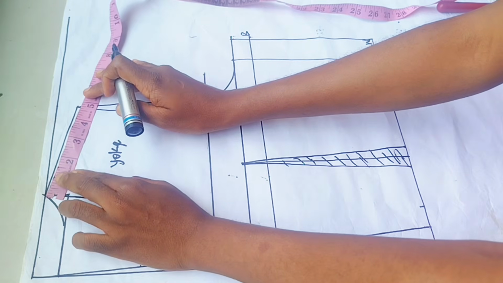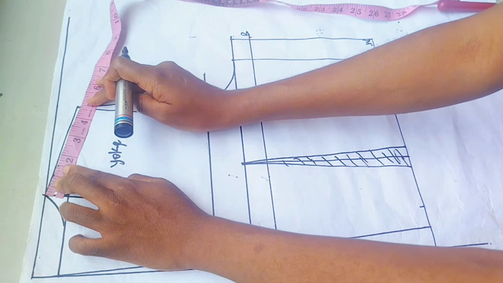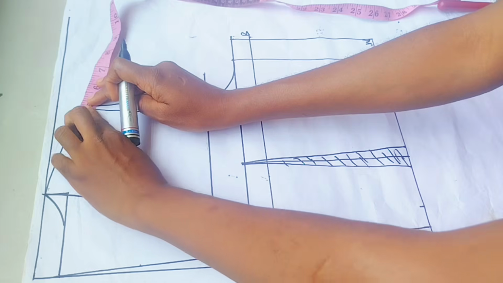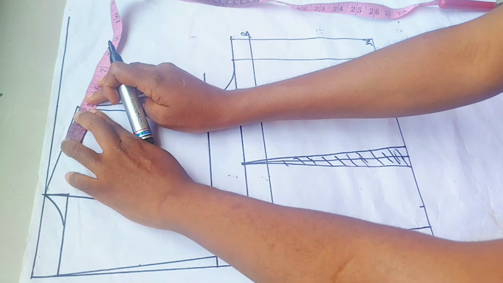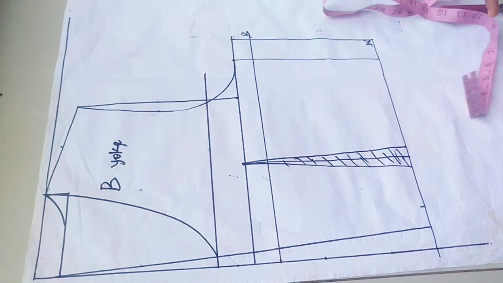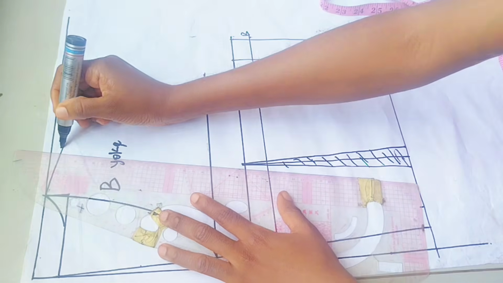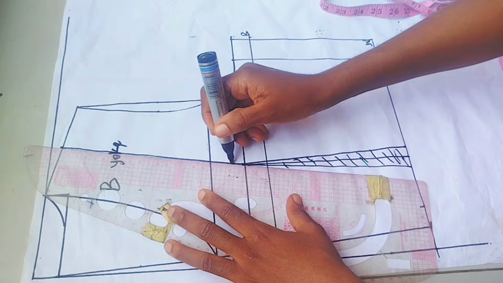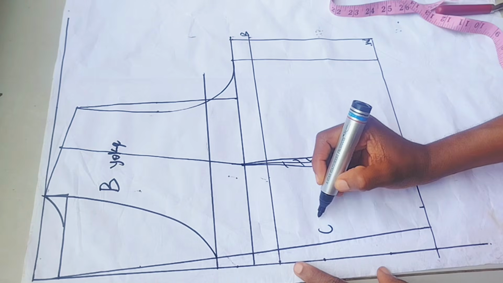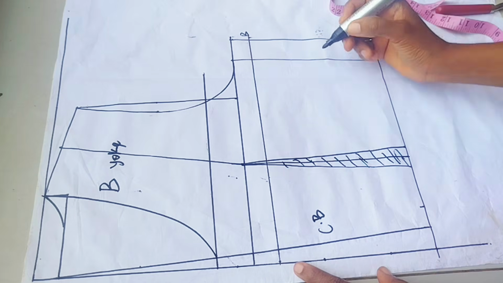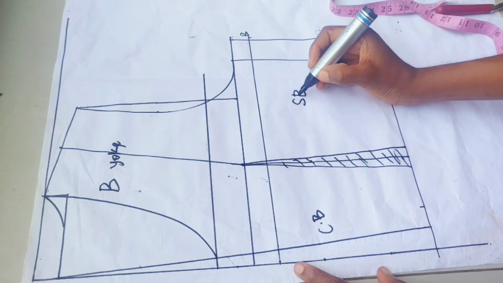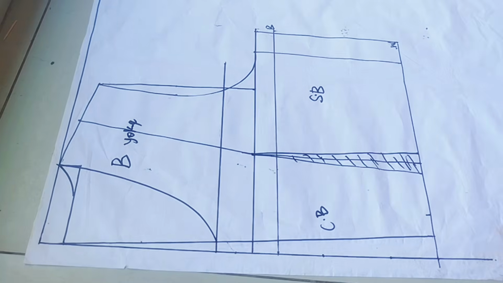So guys, the next thing I did was to get the midpoint of my shoulder, and then I connected it to the chest line. As you can see, after connecting it, I had to label. This is the yoke, this is the center back, this is the side back of our back pattern.